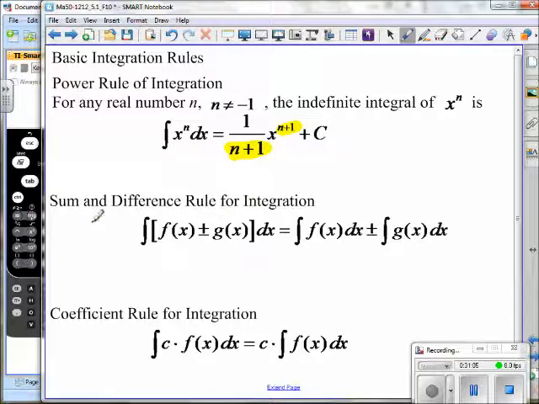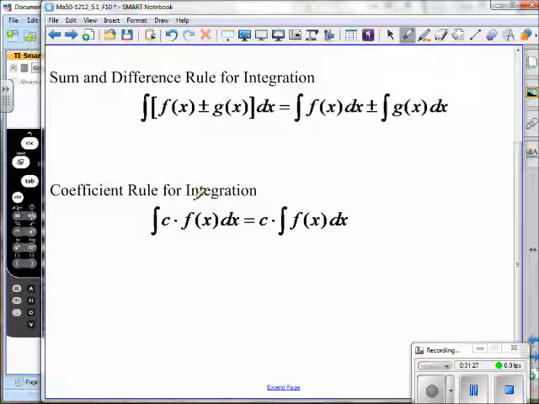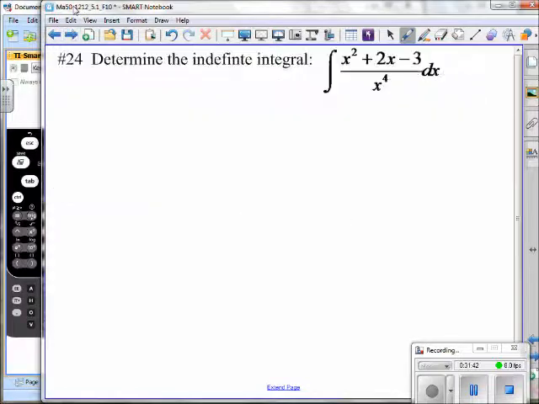Okay, that's the rule. Now, sum and difference. I say that you've seen this before. If you have the indefinite integral of the sum or difference of two functions, it is the sum or difference of the two indefinite integrals. Okay, so we've seen that one before. This is the coefficient: the indefinite integral of a scalar times a function is the same thing as the scalar times the indefinite integral. So again, those we've seen before. We're not going to really break them out and do too much different with them.